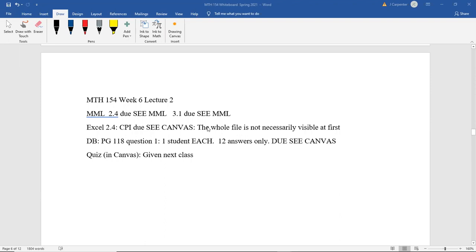And you'll notice that I have a little memo here next to this one. It says, the whole file is not necessarily visible at first. And this is not going to be the only time this happens. It's just, I think, the first time that it happens, where depending on what computer you're on, what software version you're on, this file may open all the way at the top left of it, or it may open kind of at the middle bottom right section of it.